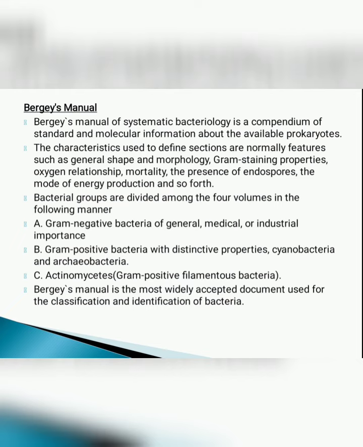Bacterial groups are divided into 4 volumes in the following manner. A is Gram-negative bacteria of general, medical or industrial importance. B is Gram-positive bacteria with a distinctive property, cyanobacteria and archaebacteria. C includes actinomycetes, that is Gram-positive filamentous bacteria. Bergey's manual is the most widely accepted document used for classification and identification of bacteria.